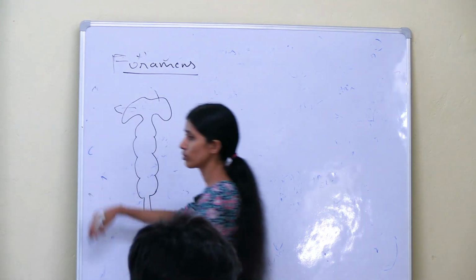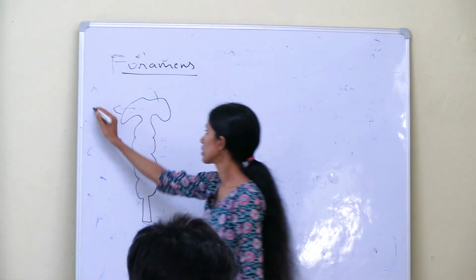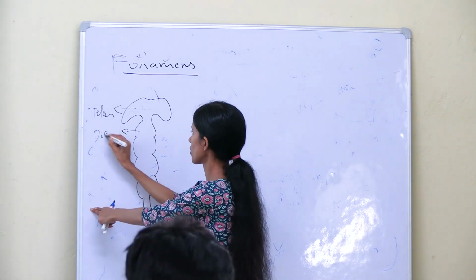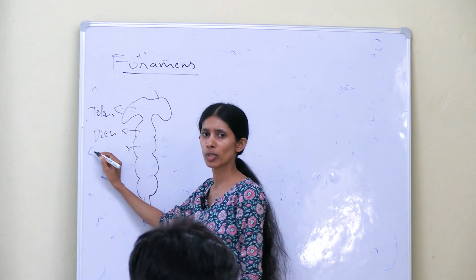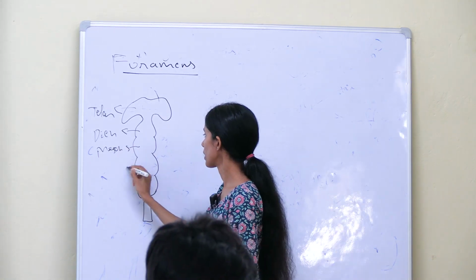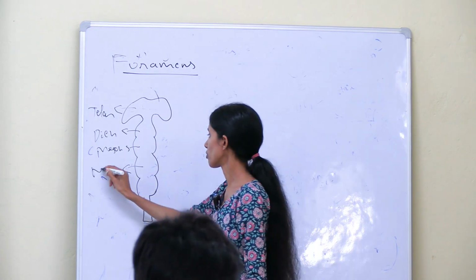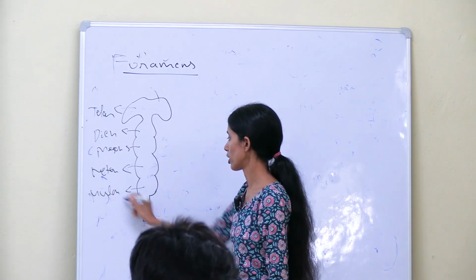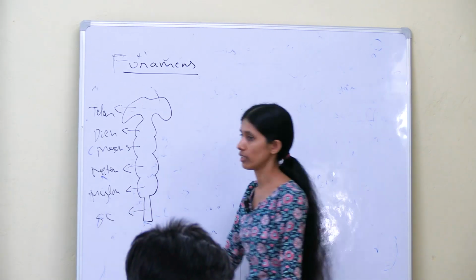So this is your telencephalon, followed by diencephalon. Then mesencephalon, then metencephalon. The last one is myelencephalon, followed by your spinal cord.